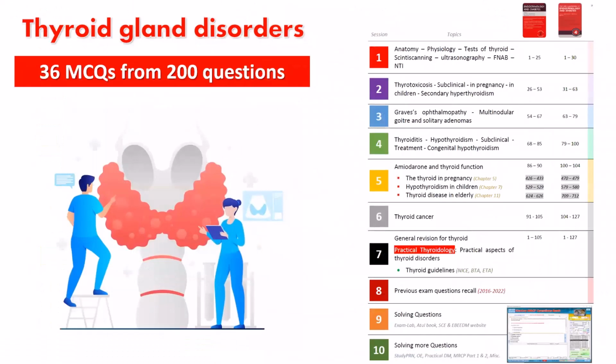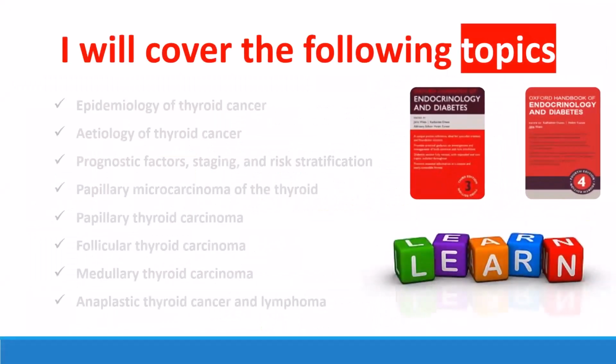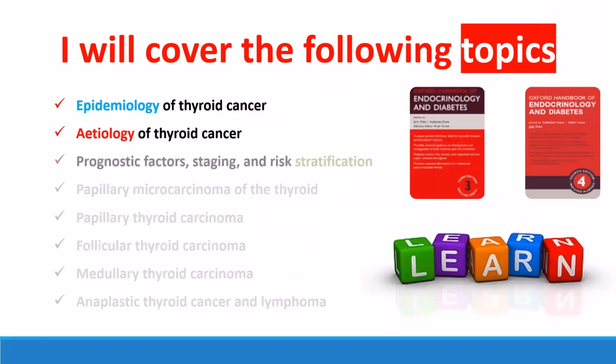So this is a previous question from previous sessions, and inshallah I will start the thyroid cancer session. This is a very important session. I will cover epidemiology of thyroid cancer, etiology, risk stratification, staging, prognostic factors, and what is known as papillary microcarcinoma. Don't forget that microcarcinoma means size less than 1 centimeter or 10 millimeter. So pituitary microadenoma is less than 10 millimeter. Papillary microcarcinoma is a papillary carcinoma less than 10 millimeter.